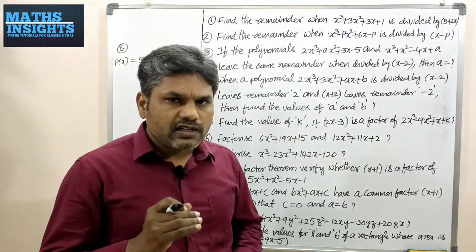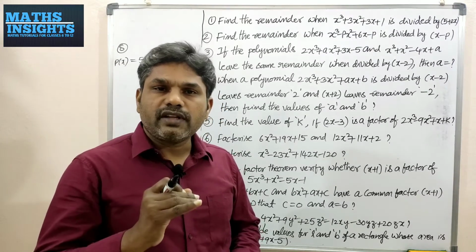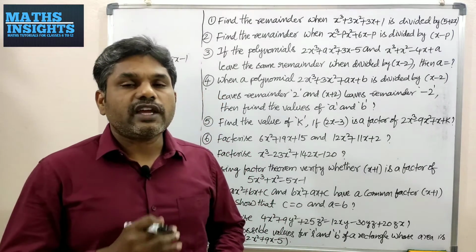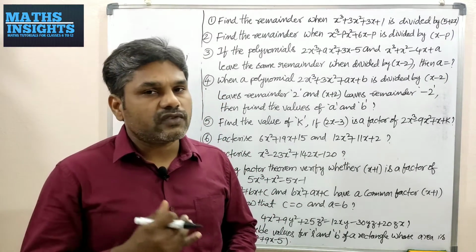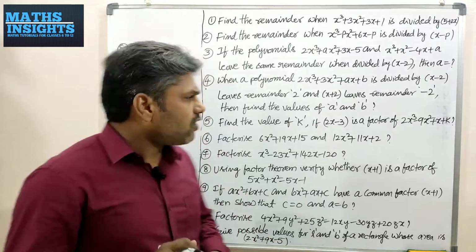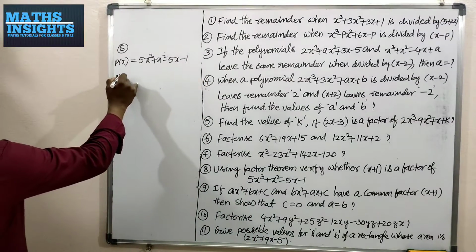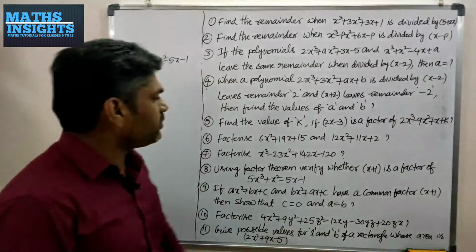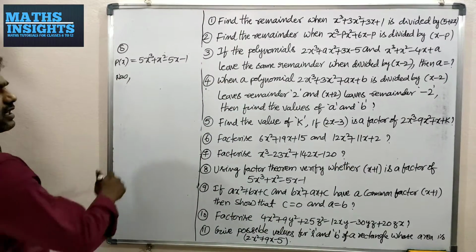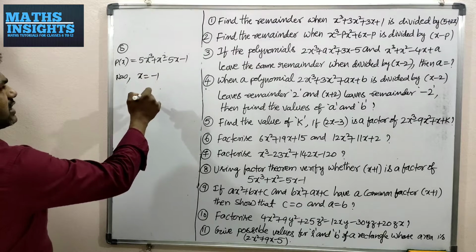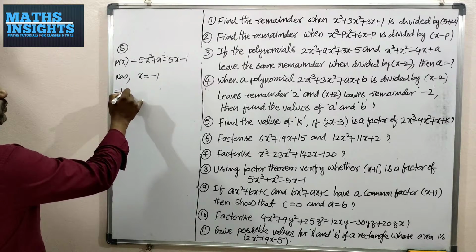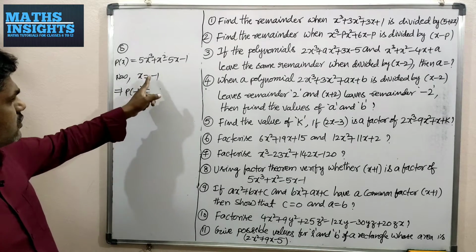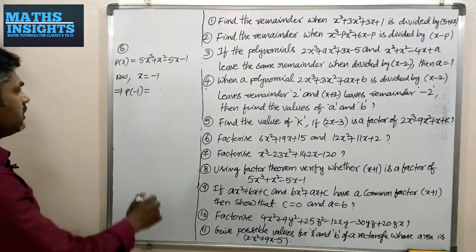Now I will find the remainder. If I get remainder 0, then I will say that x plus 1 is a factor of the given polynomial, otherwise not. Now what they are asking: x plus 1 means we have to place x is equal to minus 1. That implies p of minus 1 will become the remainder. I will substitute x is equal to minus 1 in the given polynomial.